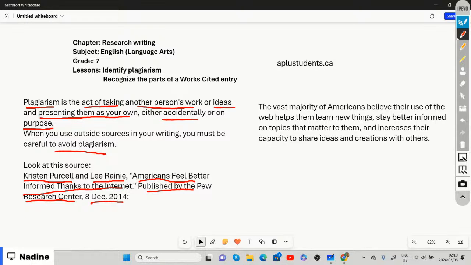That is now when you are researching something, right? You cannot take words and work and make it as if it's your own. So you cannot take, let's say, information from the Americans Feel Better Informed Thanks to the Internet journal and then write it as your own or write it as is.